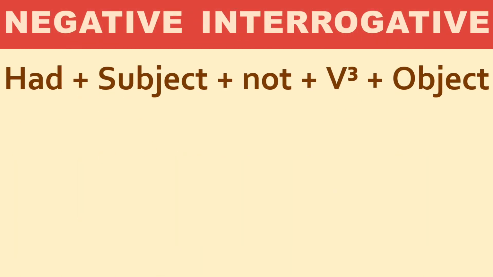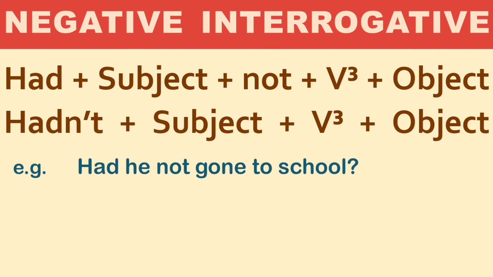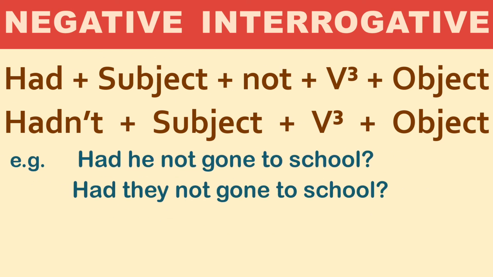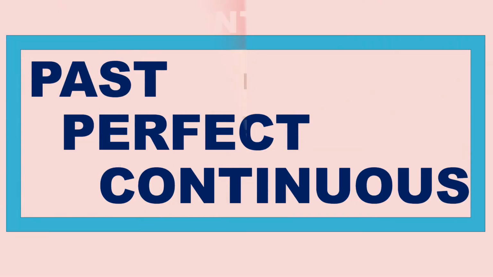In negative interrogative, again you will be writing first of all your helping verb had, subject, and then not, third form of the verb. Hadn't is your short form, that is contracted form. Had he not gone? Had they not gone? In contracted form, hadn't he gone? Hadn't they gone to school?